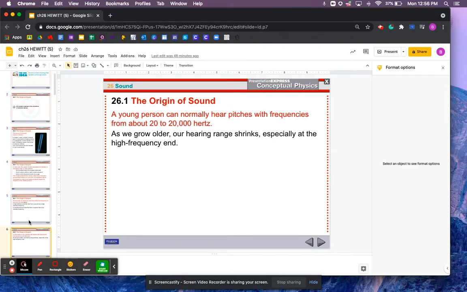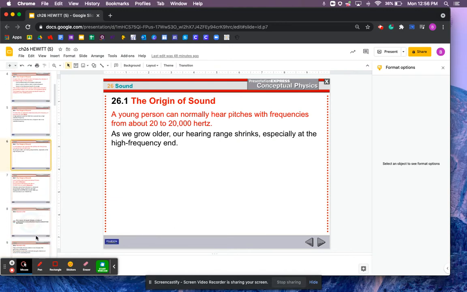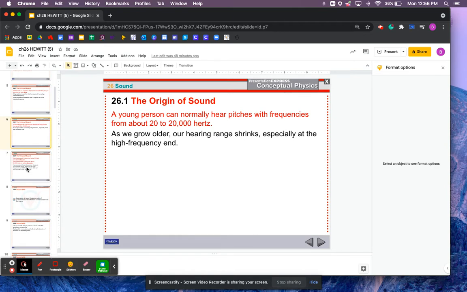Something neat is you can test it on yourself and then test it on maybe your parents or your grandparents, and you're going to notice that their hearing range is not the same as yours. They're not able to hear as well as you probably will. Why? Because over time your ears don't work as well, and you're not going to be able to hear those frequencies.